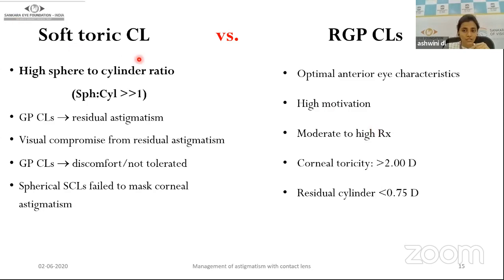Soft toric also has a few disadvantages. We cannot prescribe toric contact lenses where the cylindrical power is higher than the spherical component. Again, there is a thickness variation in the contact lens, because of which you can see mislocation of the lens. Also, in oblique astigmatism, RGP is always a better option compared to the toric contact lens, because of the lens design. So keeping all these things in mind, we decided to do a trial with the soft toric instead of going with the RGP contact lens.